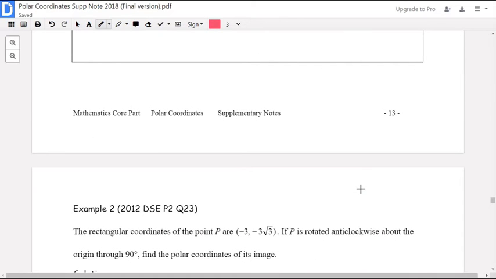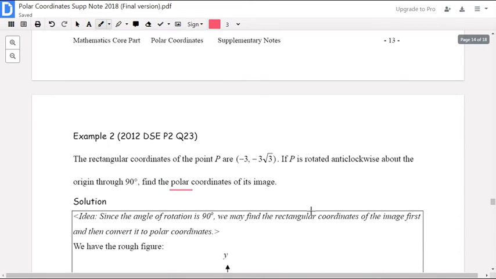Second example, which comes from 2012 DSE paper 2, an MC question. Now, the rectangular coordinates of point P are (-3, -3 root 3). P is rotated anti-clockwise about the origin by 90 degrees. Then find the polar coordinates of its image.